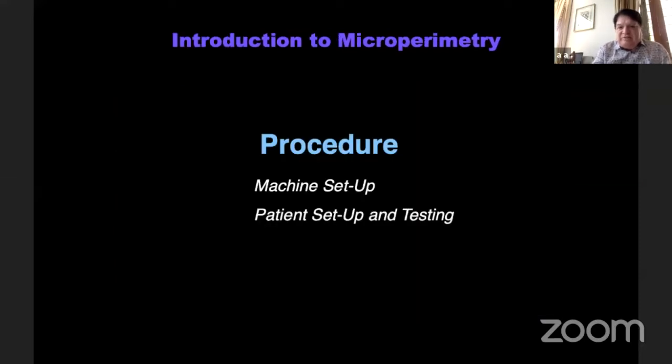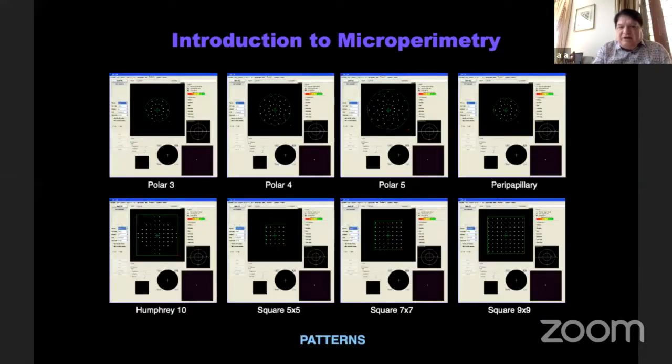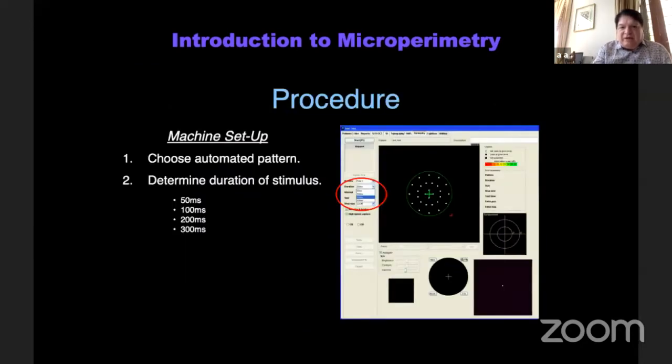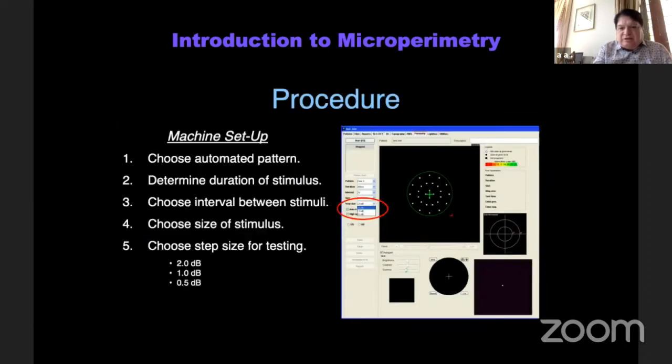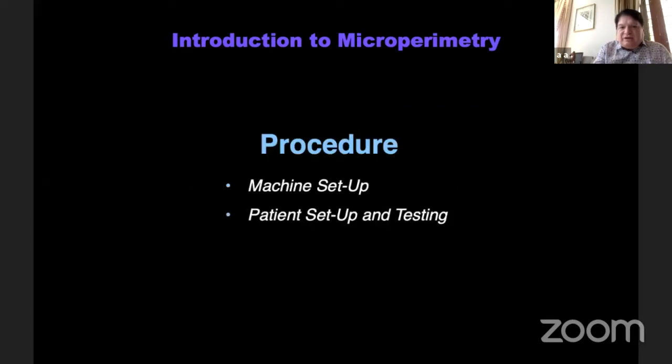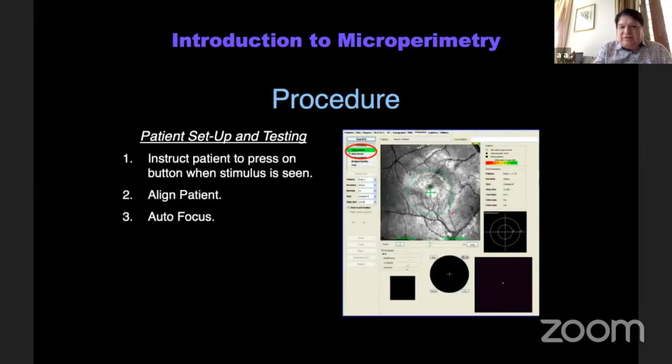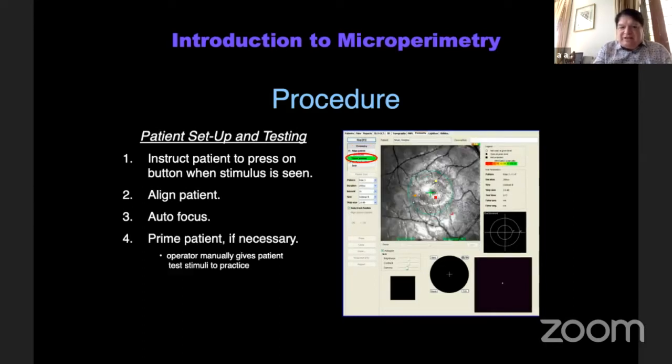This is my OCT machine. Machine setup is very simple. You choose an automated pattern. You can decide whichever pattern you want. I'm going quickly because I want to go to the diseases. You decide the duration of the stimulus, the interval between the stimuli, and what size of Goldmann stimulus you want to use. Then machine setup is over, and patient setup: auto align the patient, auto focus, and start it.